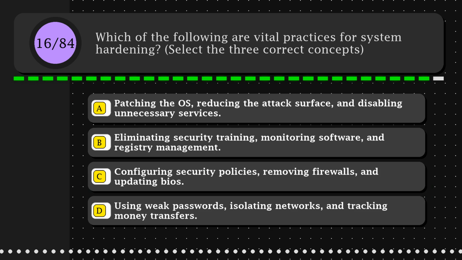Question 16. Which of the following are vital practices for system hardening? Select the three correct concepts. Option A, patching the OS, reducing the attack surface, and disabling unnecessary services. Option B, eliminating security training, monitoring software, and registry management. Option C, configuring security policies, removing firewalls, and updating BIOS. Option D, using weak passwords, isolating networks, and tracking money transfers.